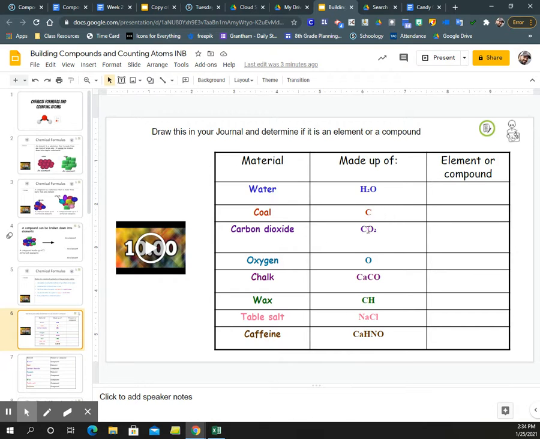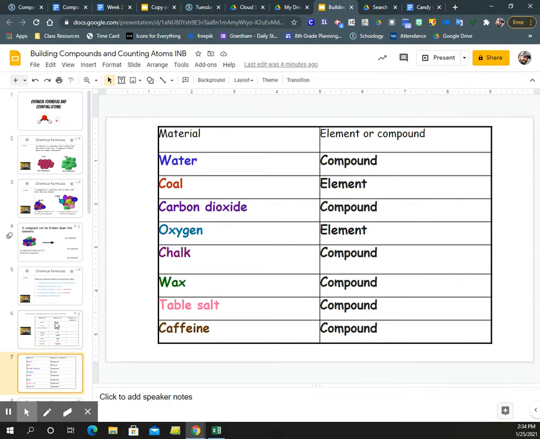Carbon dioxide, again, you have 2 capital letters. That means we have 2 elements. That's a compound. Oxygen is an element, just 1 capital letter. Chalk, there's 1, 2, 3. You have calcium, those 2 letters go together, you have carbon and oxygen. That's a compound. Wax is C and H, carbon and hydrogen, made of 2 separate elements, so that's a compound. Table salt is NaCl. That's a capital N, lowercase a, capital C, lowercase l. So we have 2 separate elements. That's a compound. And finally, caffeine. I will let you figure that one out. Okay? And then here are the answers.